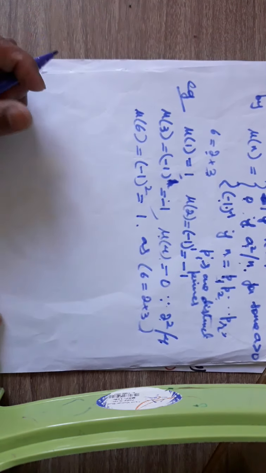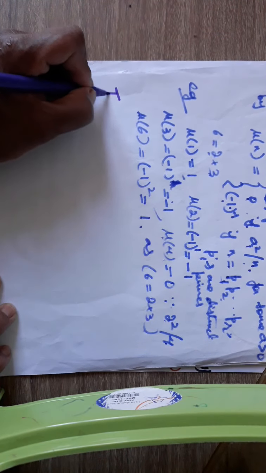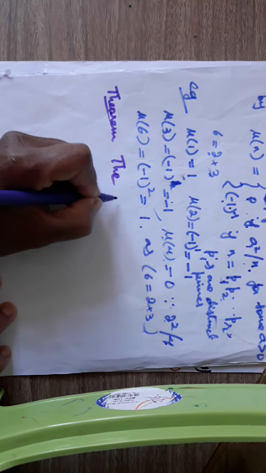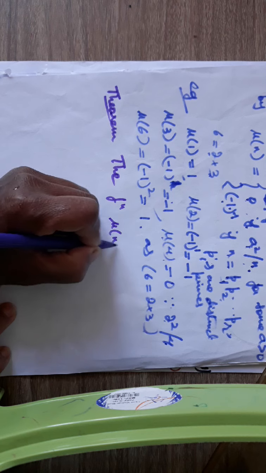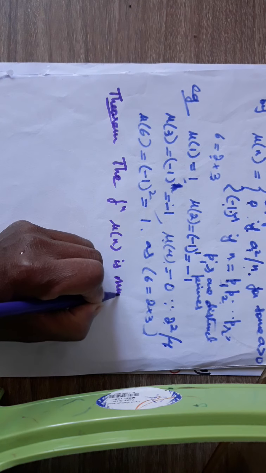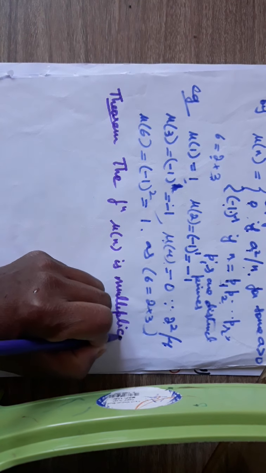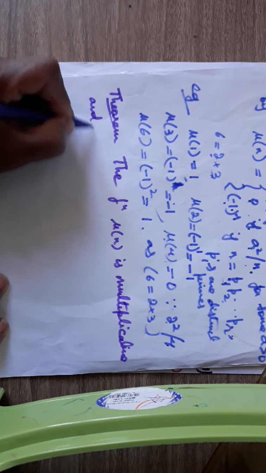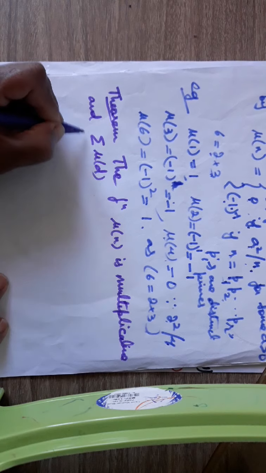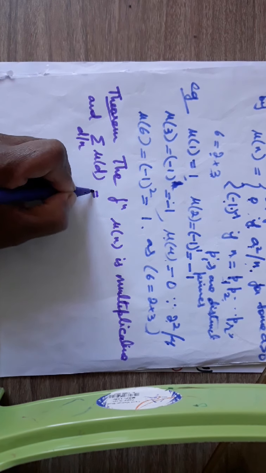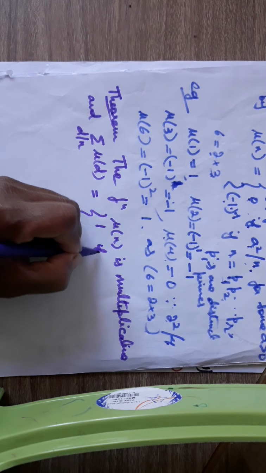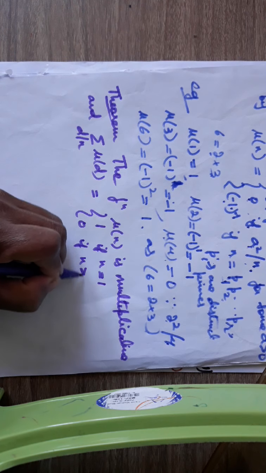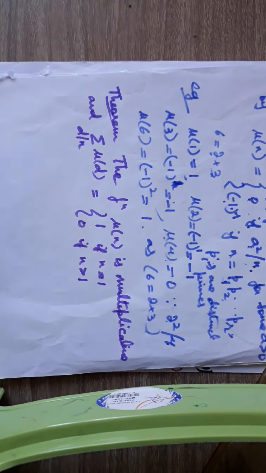Now let us come to an important theorem on the Moebius function. The function mu n is multiplicative, and the summation of mu of d, where d runs over the divisors of n, is either 1 if n is equal to 1, and 0 if n is greater than 1. We need to prove this result.